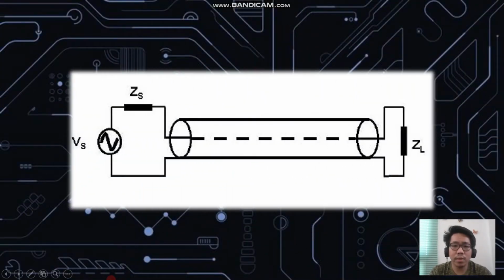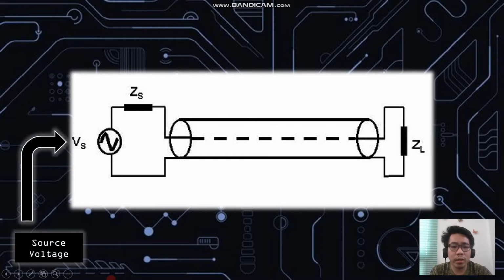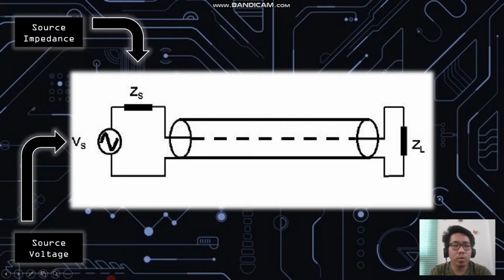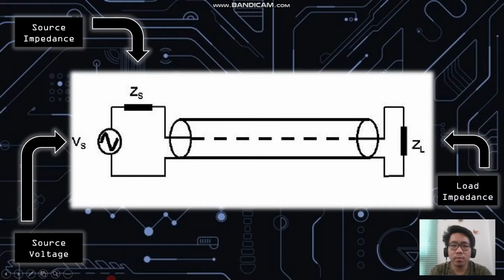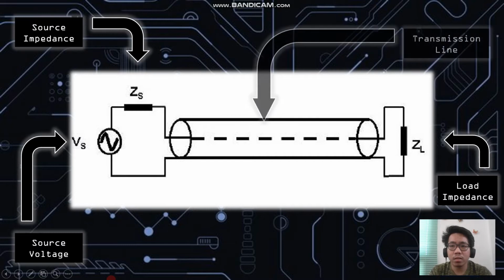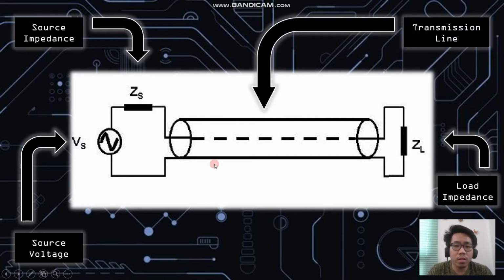So here is our schematic diagram. We have the source voltage, we have the source impedance, we have the load impedance, and lastly we have the transmission line. Here, the transmission line is composed of two conductors. In particular, this transmission line is a coaxial cable composed of the inner conductor, which is connected to the source impedance, and the outer conductor, the cylindrical conductor, which is connected to the source voltage.